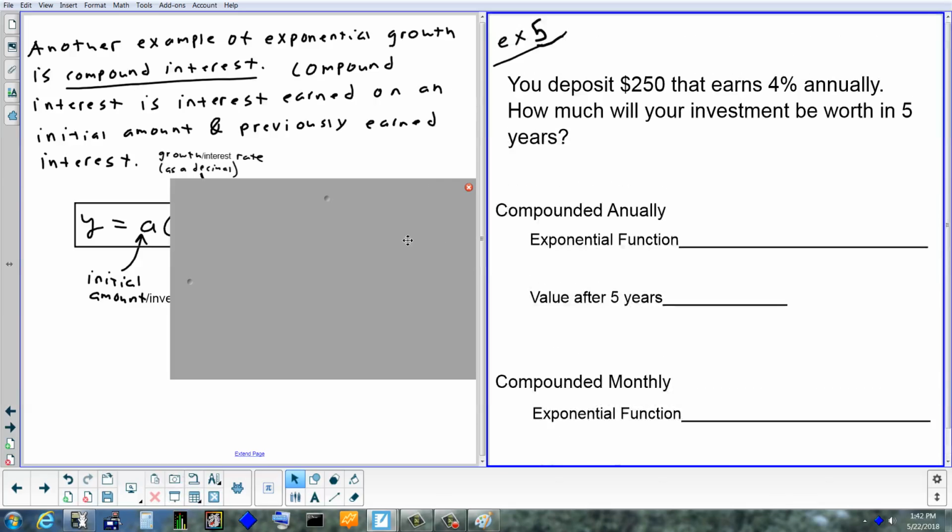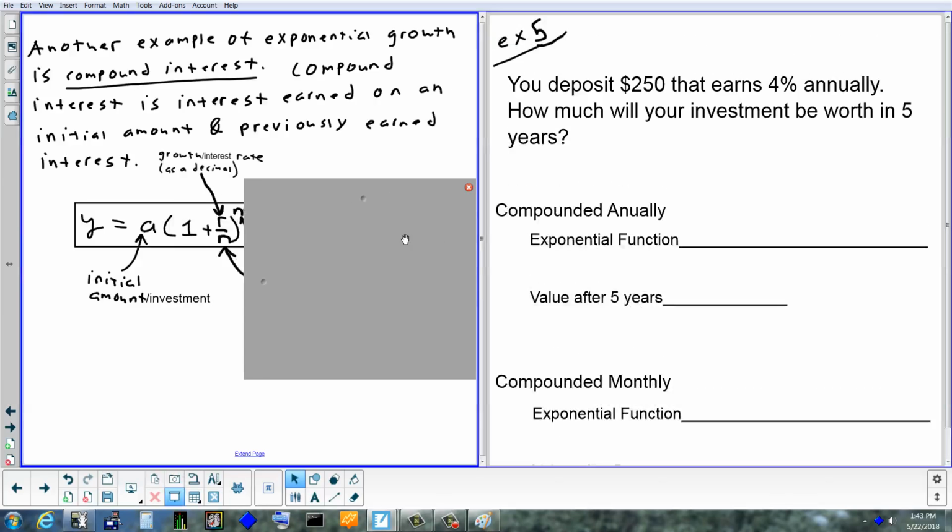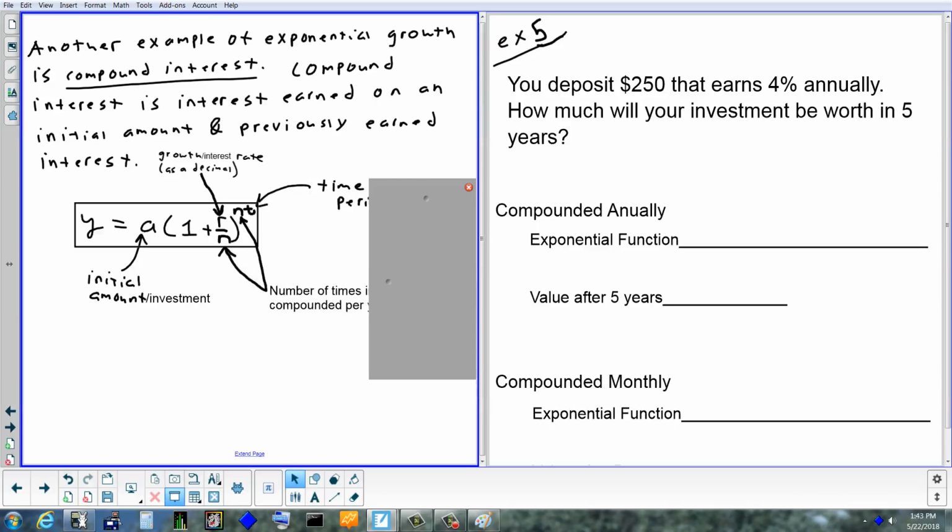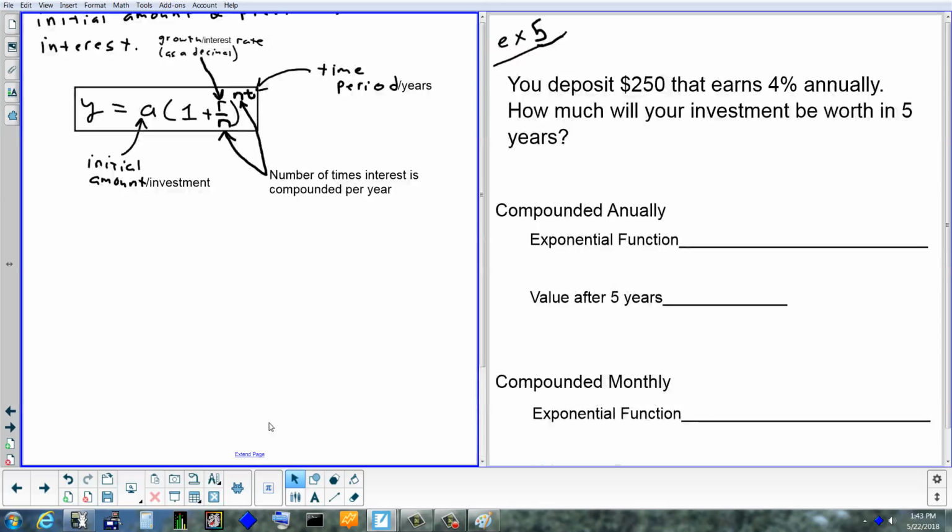All right, so A is the same. It's still the initial amount. Everything else is the same. This is a little bit different now. You're gonna have R, which is still your rate, still a decimal. You're still gonna find it in the problem because it's gonna be a percent. N is the number of times interest is compounded per year. You're going to put it right here. So A, 1, N, R, N.